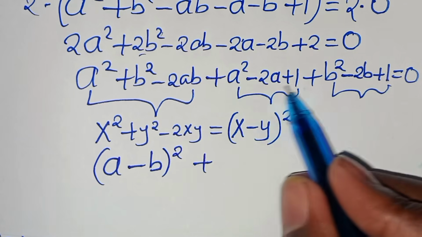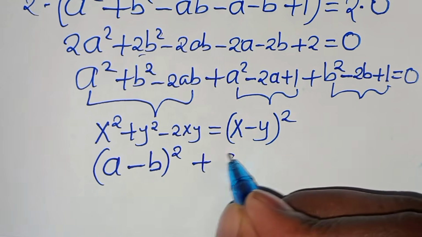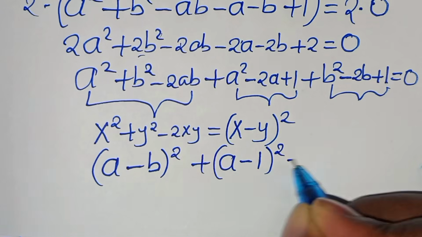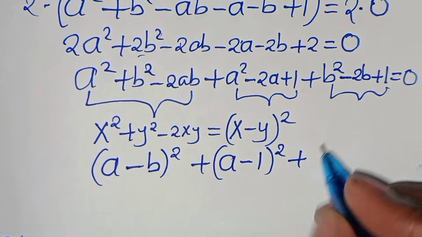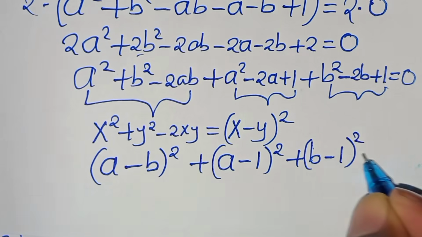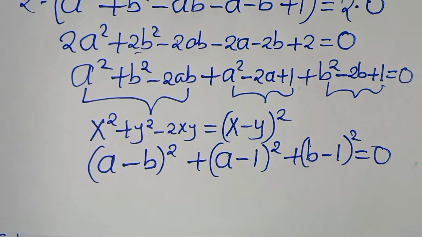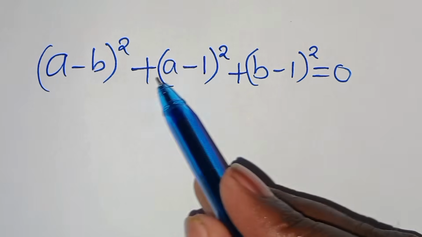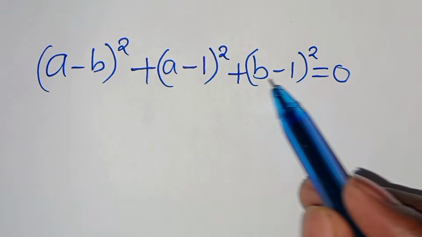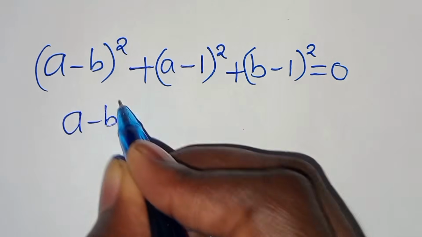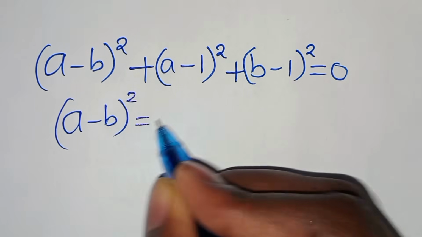Now from the second part that we have here, this is the same thing as (a minus 1) raised to the power of 2, then plus, in the third part here, (b minus 1) to the power of 2. This is equal to 0. Now here we have (a minus b) to the power of 2 plus (a minus 1) to the power of 2 plus (b minus 1) to the power of 2. So this is (a minus b) to the power of 2. This is equal to 0.